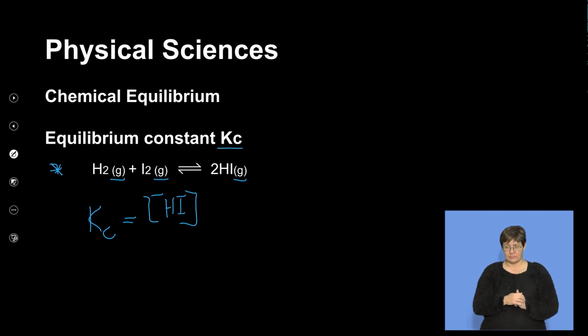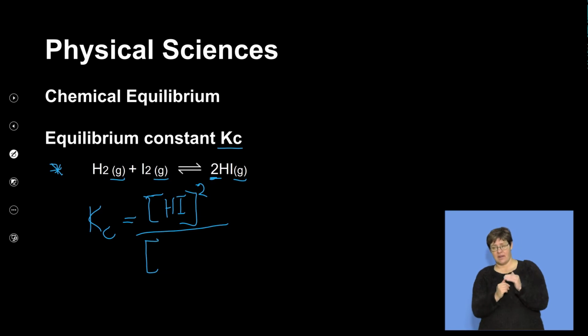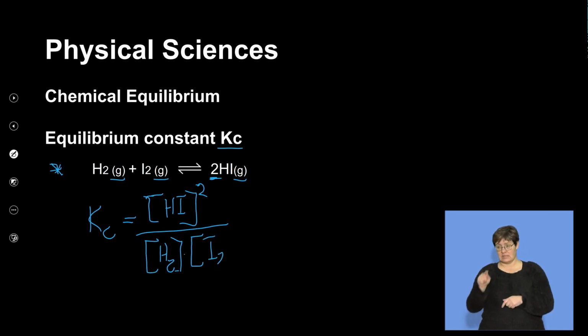Now, that's the product. And we're going to say, notice that there's a 2 in front of it. And we're going to make that 2 a power over there. And then we're going to say that's the numerator of this constant calculation. We're then going to say the concentration of hydrogen in the square brackets times the concentration of iodine, also in square brackets like that. And that's the Kc expression for this chemical reaction.